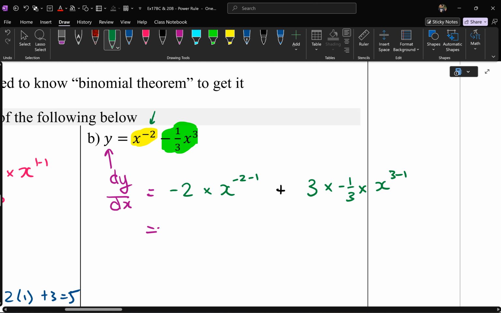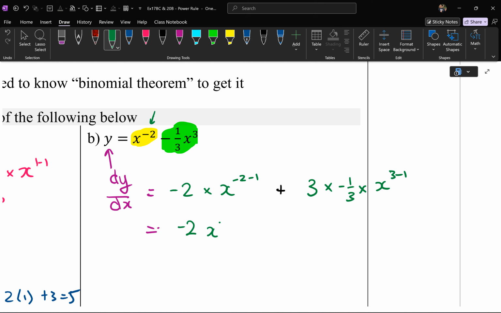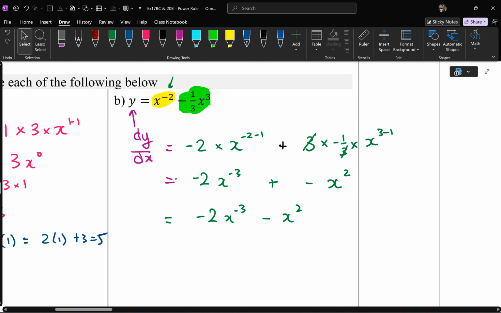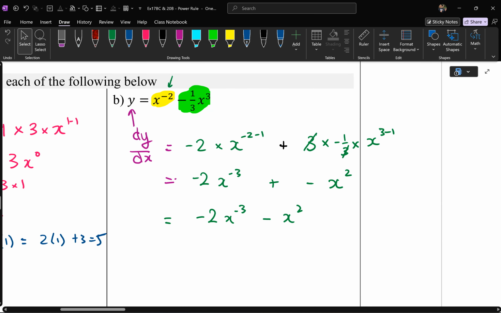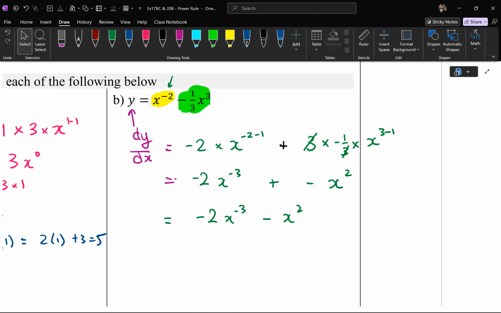negative 2 minus 1 is negative 3. So it's got negative 2x to the power of negative 3 plus 3 times negative a third cancels out to be negative 1. So you got negative x to the power of 2. But we normally don't write plus minus, so you can finish your answer as negative 2x to the power of negative 3, minus x squared. That is the shortcut rather than doing first principles. So if you did first principles, you get the same thing, but this is quicker. Okay? So far, so good?